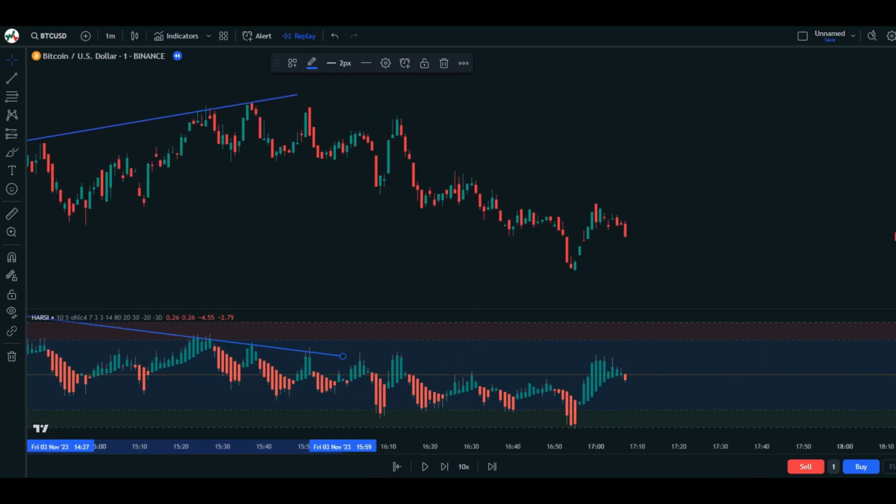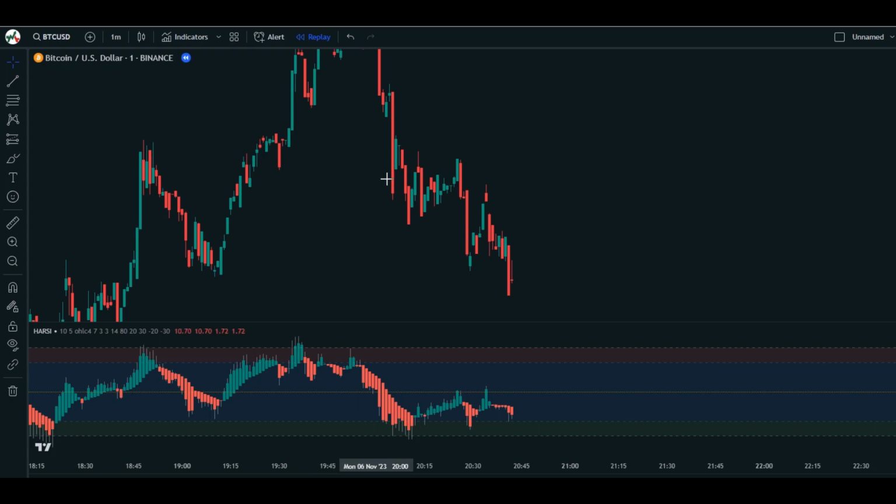Here we can see that the price is making lower lows. However, if we look at the RSI oscillator, we can see that the candlesticks are making higher lows, indicating that the lows that the price is making are weak, making it likely for a bullish reversal to take place.